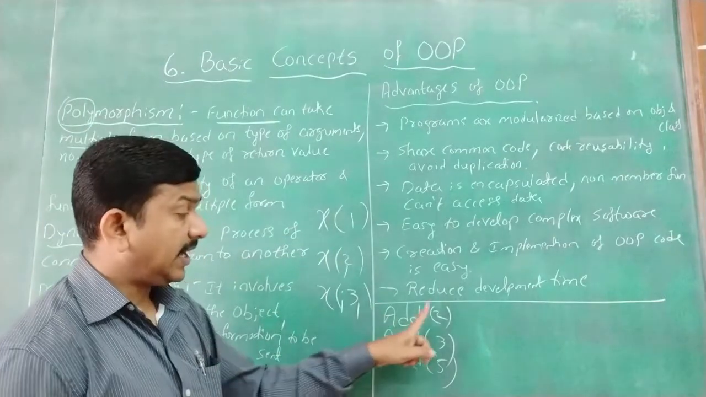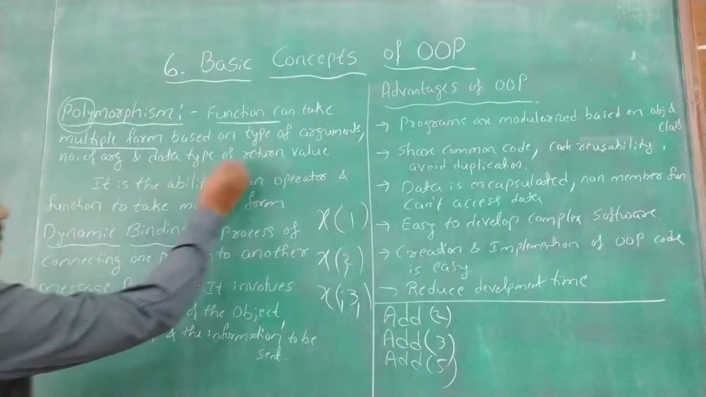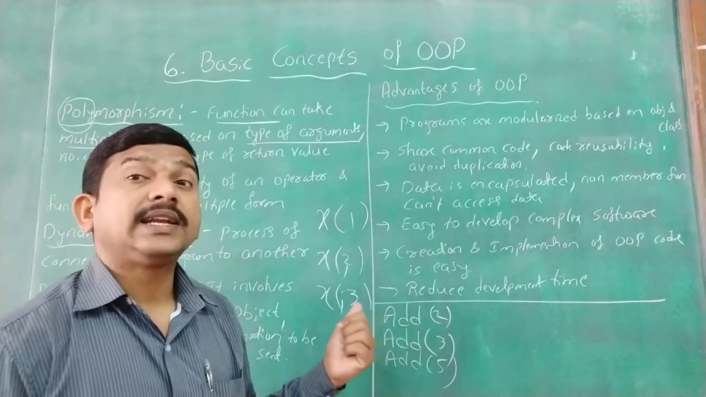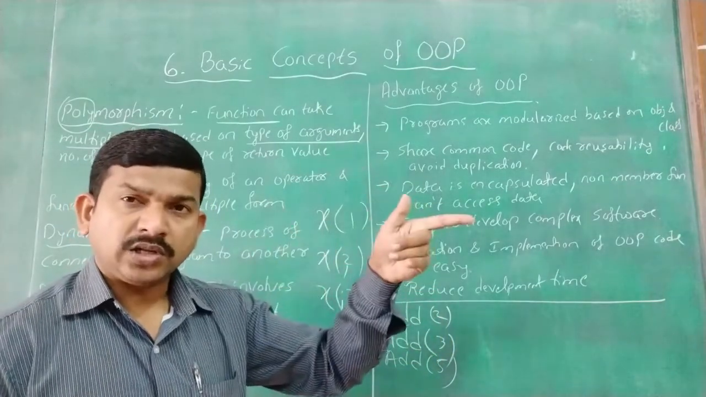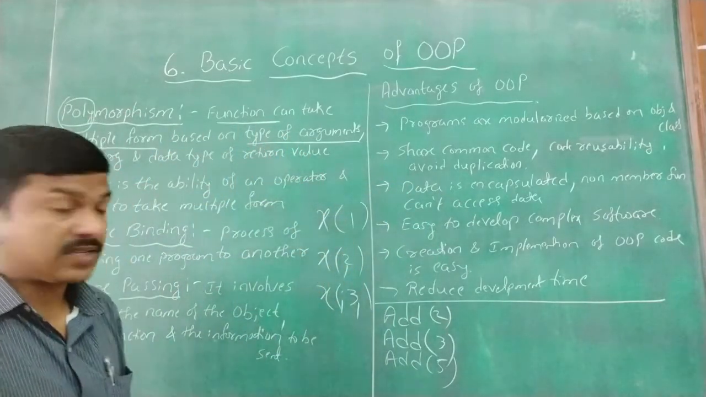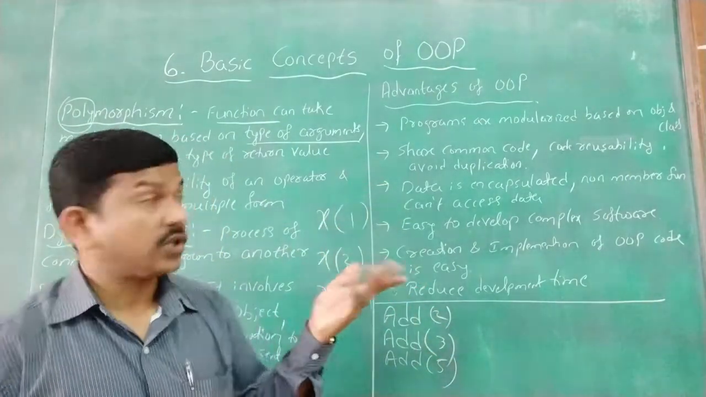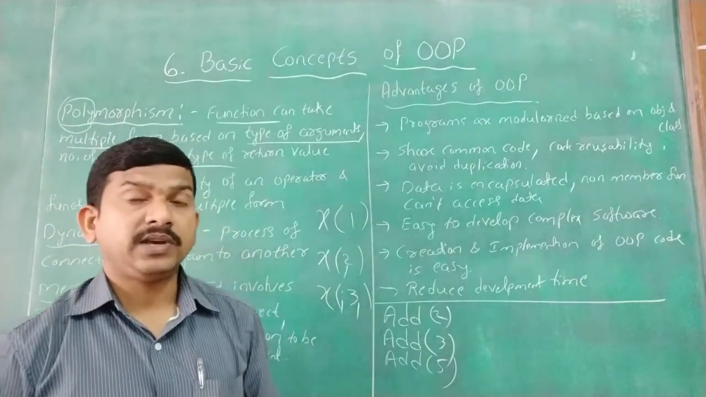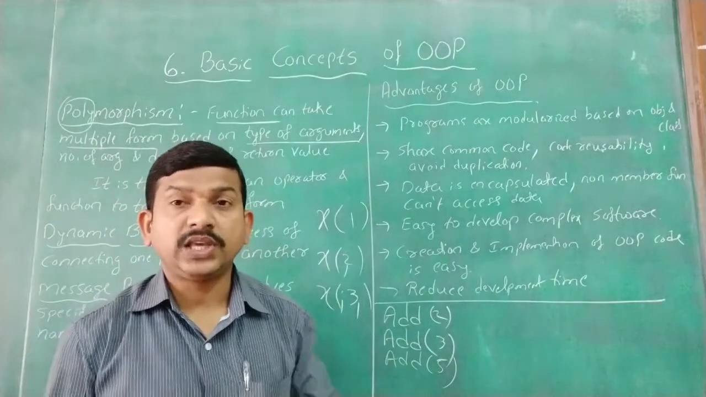Means the function can take multiple forms based on the type of argument, meaning the data type. Two arguments may both be integer, or one int and one float, or both float. They may vary in type. It can also vary in the number of arguments: one argument, two arguments, three arguments. As well as the data type of the return value. The data type of the return value means that after executing the function, it finally returns something back to the user.